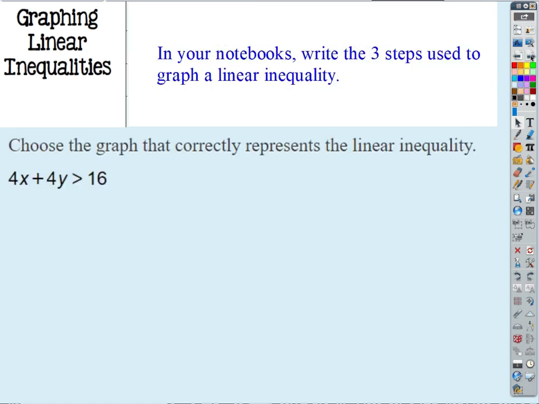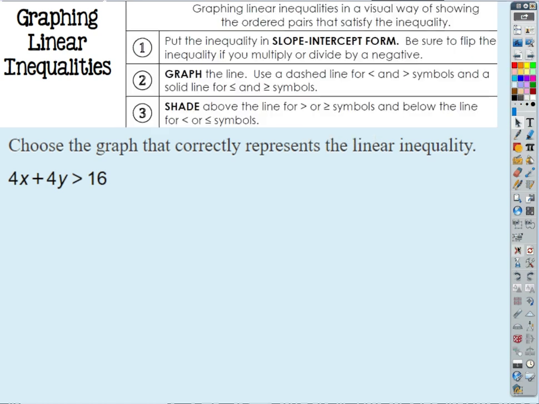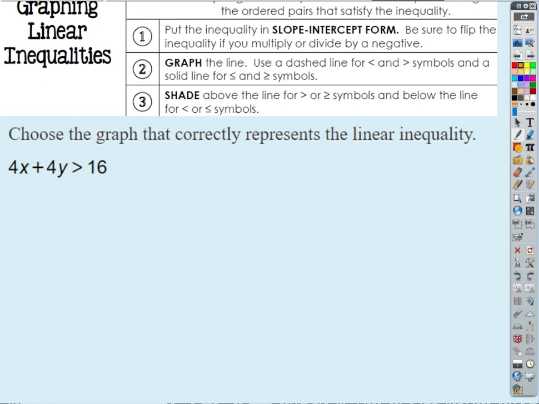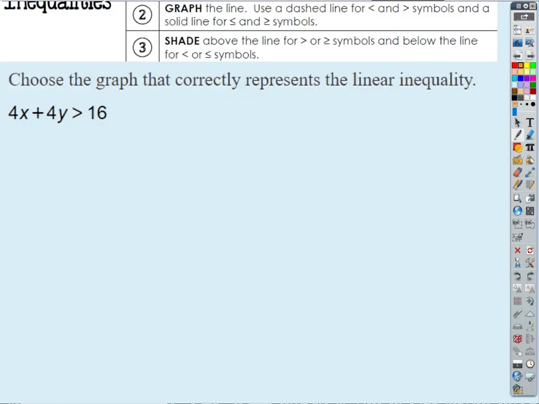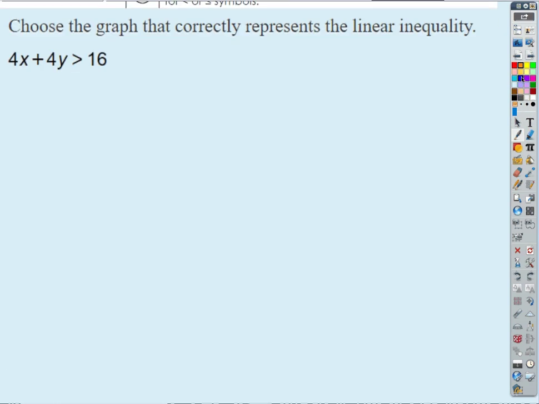Okay, so let me get some help here. So let's do this one. So Hunter, we've got to put these into slope-intercept form. So we've got to get the y by itself. That's the first step, right? Get the y by itself. So what are the steps? What do I need to do to get that y by itself? Subtract 4x. Good. If I subtract 4x, what am I going to get on the left side? 4y. What am I going to get on the right side of the inequality?